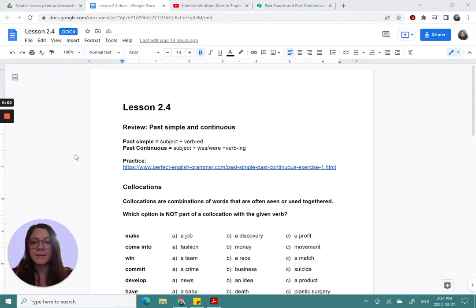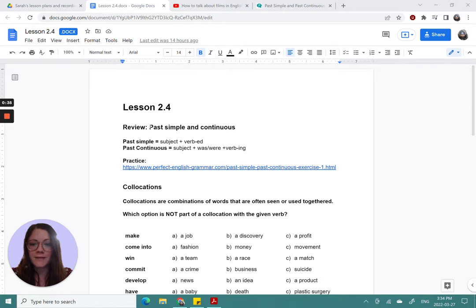Today's lesson is our last lesson of Unit 2 in our book, the New Total English book. We are going to finish up the unit today, first by doing a review of our vocabulary and our grammar from our last lesson.